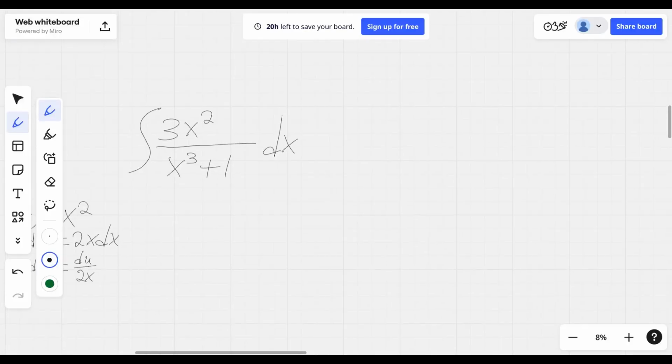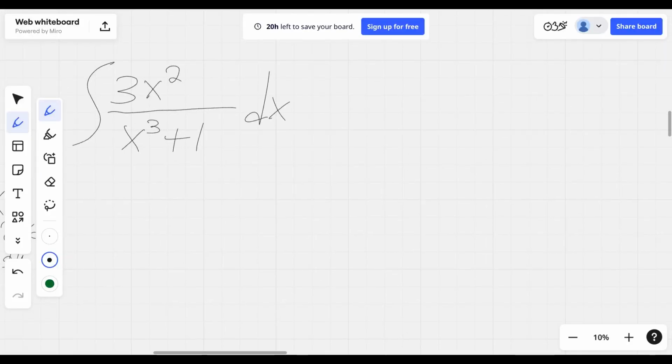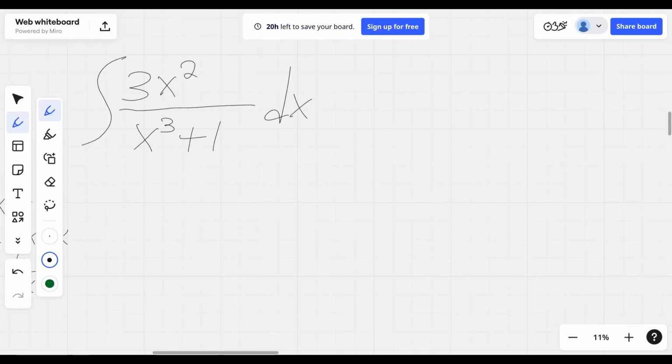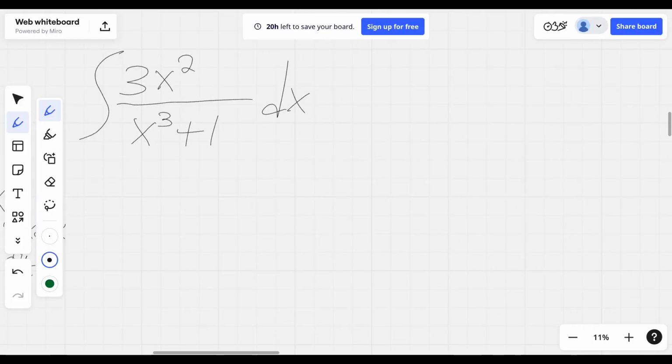Now we're going to try another quick example right here, just to make sure you guys got it. So here our u is going to be the inner function, which is right here. These are both algebraic, so it is hard to tell sometimes. But as we can see right here, this is the inner function. This is being divided by this, so that's the inner function. So we're going to do u equals x to the 3 plus 1.